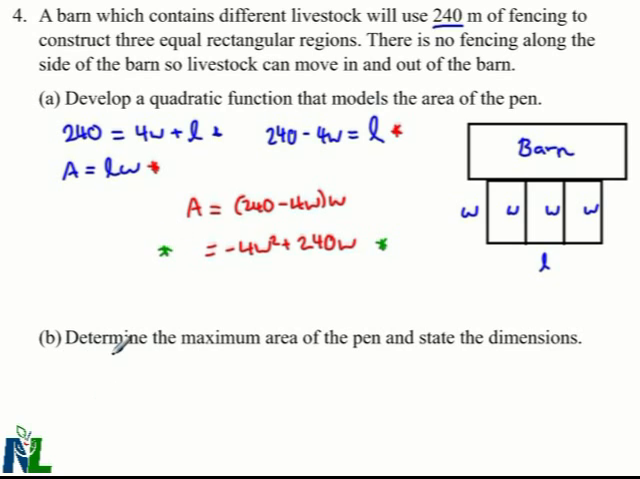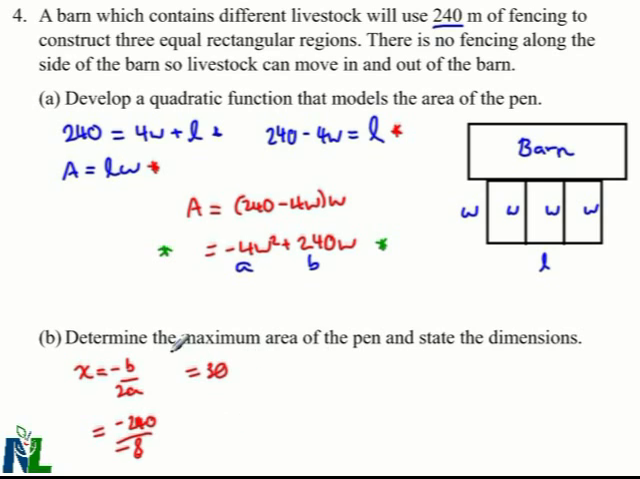Now in part B, it says determine the maximum area of the pen and state the dimensions. Well, to determine the maximum area, again, I'm going to be using the vertex. So I'm going to be using negative b over 2a. Looking back up here, I can see I've got an a value, I got a b value. So plugging those in down below, I get negative 240 divided by 2 times negative 4, which is negative 8, which gives me a value of positive 30.